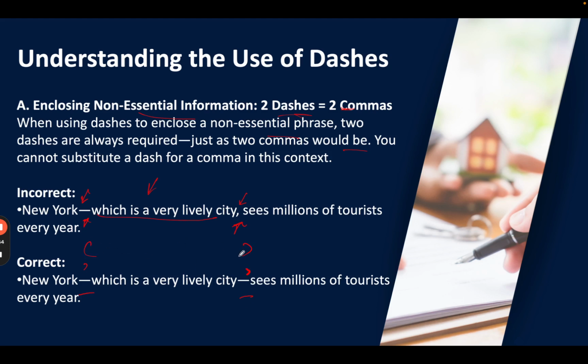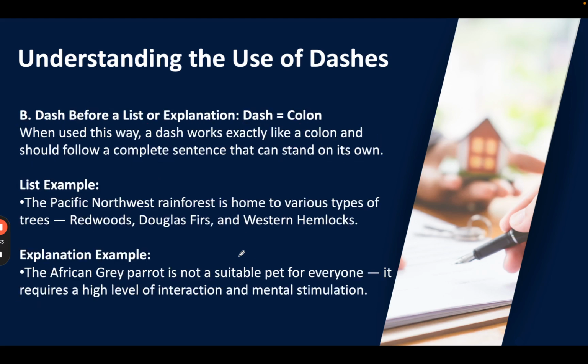So if the non-essential bit is using one dash, then the other punctuation should also be a dash. It cannot be a comma. This is something that we need to remember. The second usage that I've already told you: the dash is equal to colon. The usage is exactly the same. It's used for lists. It's also used for explanation.